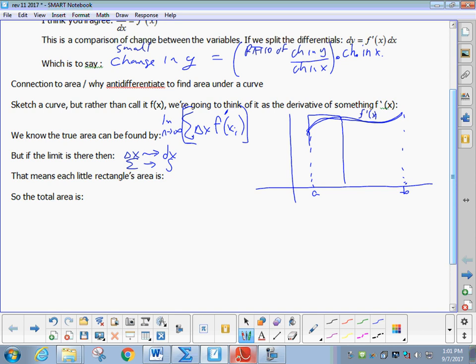And with that, it starts to become this kind of thing. And we also need to say something about how wide the region is. So if we're going to find the area from A to B, let's put it here. Okay?